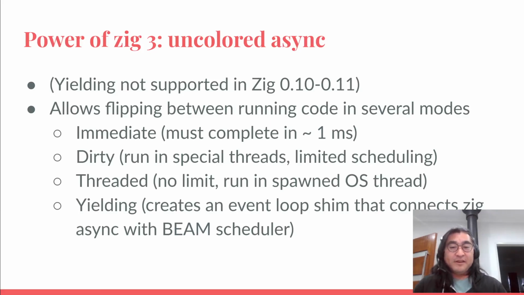But note that because of Zig's version 0.10 and 0.11 deficiencies, this is not supported. So it'll come back. The yielding will come back. But because Zig has uncolored async, it's very easy to write a single function and literally put in different entry points that point to the exact same function, and run each of those with almost no hassle. You don't have to rewrite your code to handle being async or not, and all the behaviors should be more or less the same.